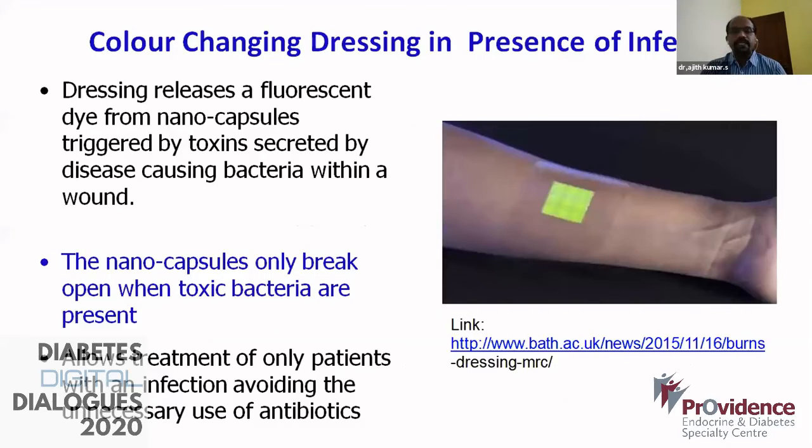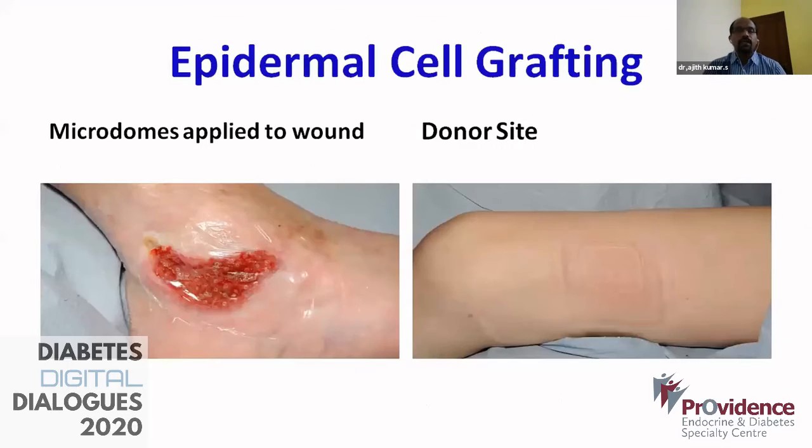This is one interesting thing which is available if you apply this dressing. As I said, the nano capsules. If the nano capsule breaks, it will give a fluorescent color if there is infection in the wound. So if the color turns, then you can think that there is infection, and it helps to avoid unnecessary use of antibiotics for the patient.